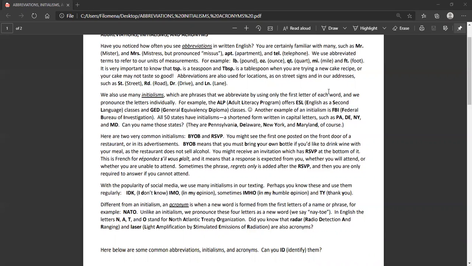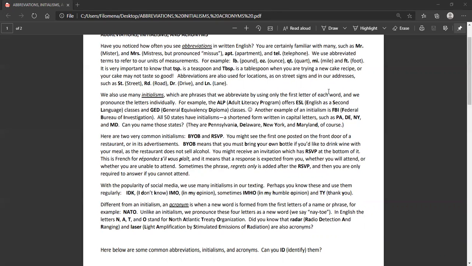We use abbreviated terms to refer to our units of measurement. For example, lb. is pound, oz. is ounce, qt. is quart, mi. is mile, and ft. is foot. It is very important to know that tsp. is a teaspoon and tbsp. is a tablespoon when you're trying a new cake recipe, or your cake may not taste so good.